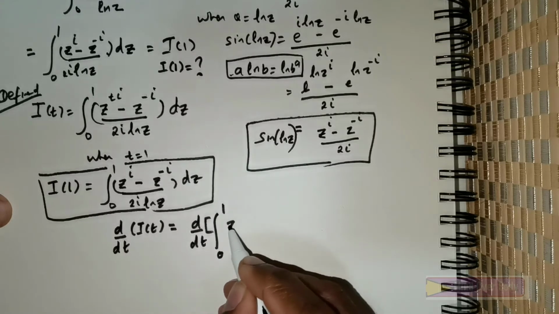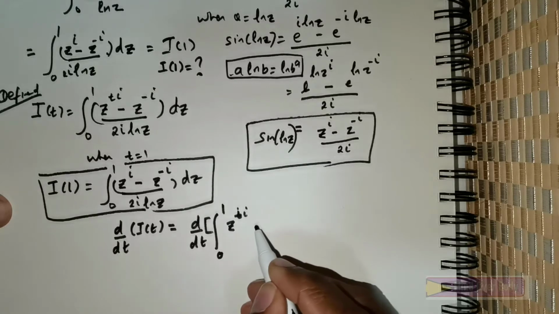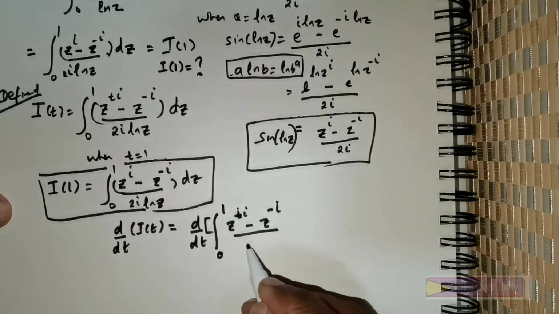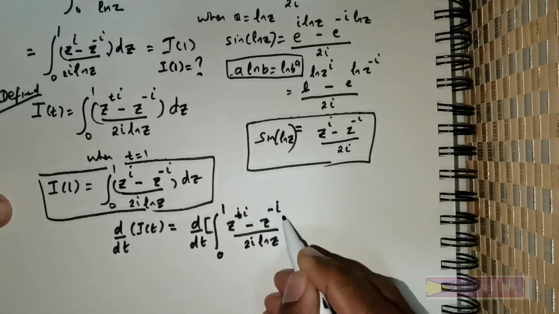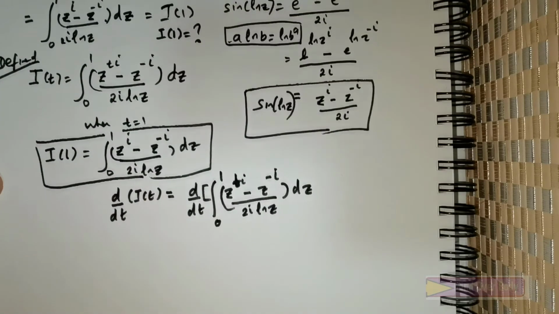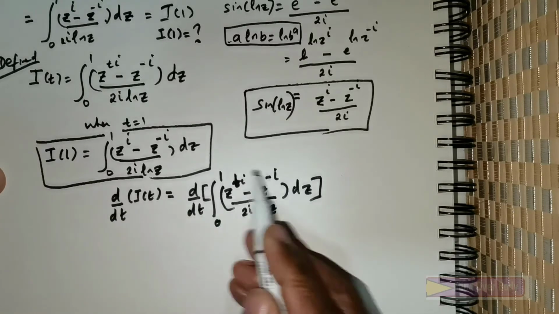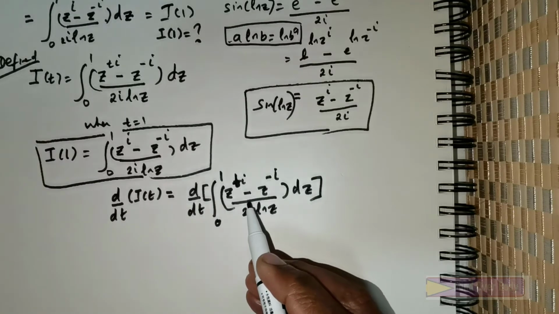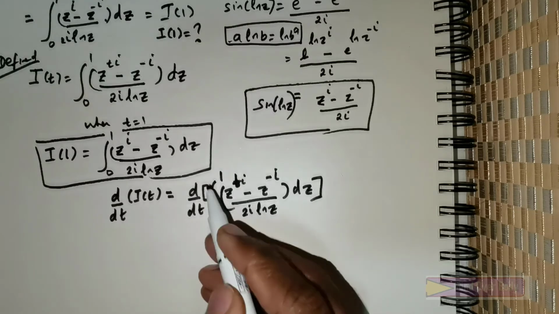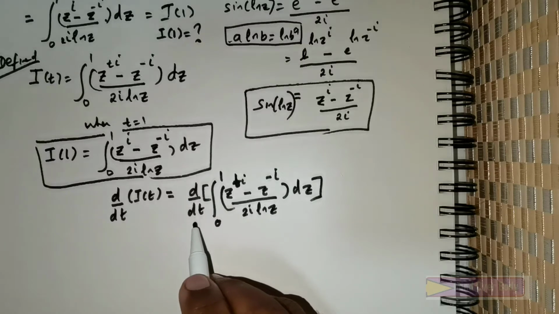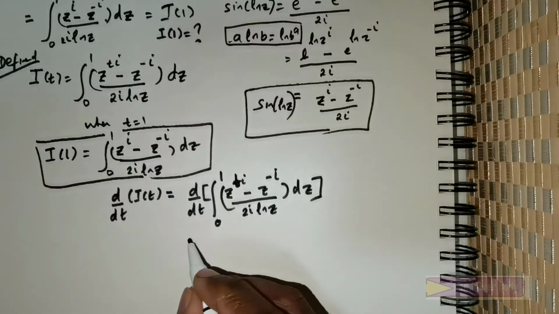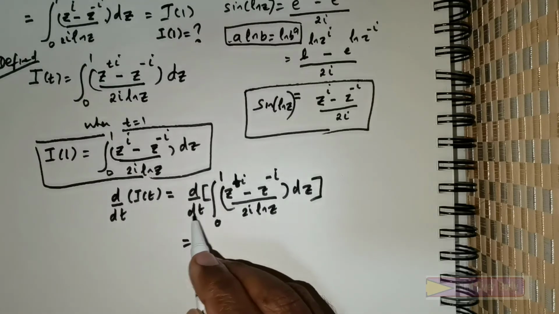to 1 of z raised to the power t times i minus z raised to the power negative i, divided by 2 times i ln z, times dz. Now this integrand is continuous and convergent. Because of this fact, I can interchange the differentiation and the integral operators. Now I'm going to move this d over dt inside.